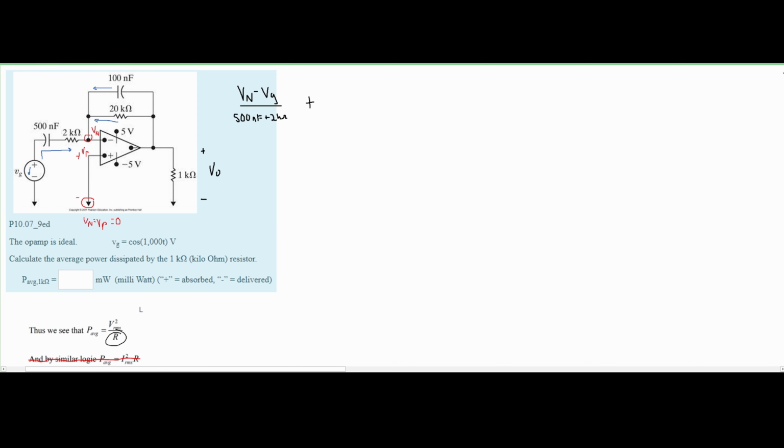And after this, we are going to have a plus V of n, and we have this V0 right here, and it's going back because of the negative feedback, and it's happening over the 20 kilo ohm resistor. So we're going to have a Vn minus our V0 over 20 kilo ohms of resistance. And we're going to have the same thing, but over our 100 nanofarad impedance, which is a capacitor. And we're going to have the Vn, minus our V0, and this is happening over our 100 nanofarads. And that's all set equal to 0.